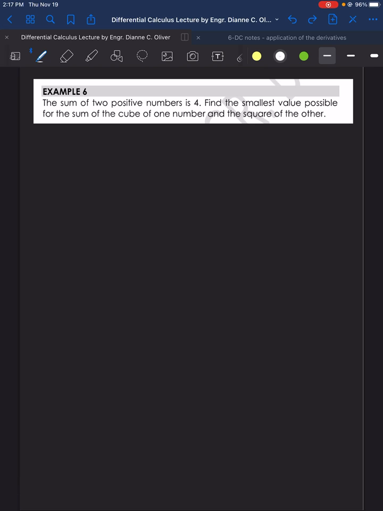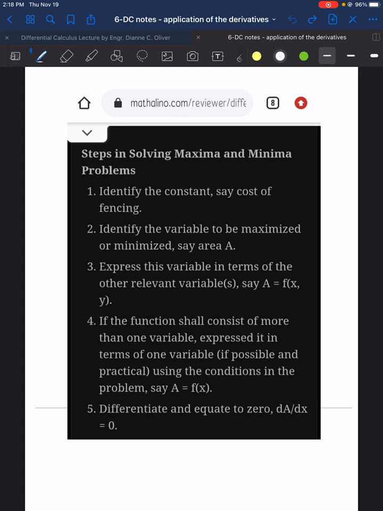The sum of two positive numbers is 4. Find the smallest value possible for the sum of the cube of one number and the square of the other. So, applying the steps that we have learned in the previous video.